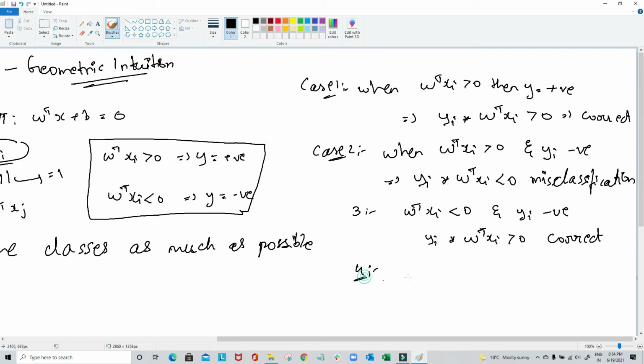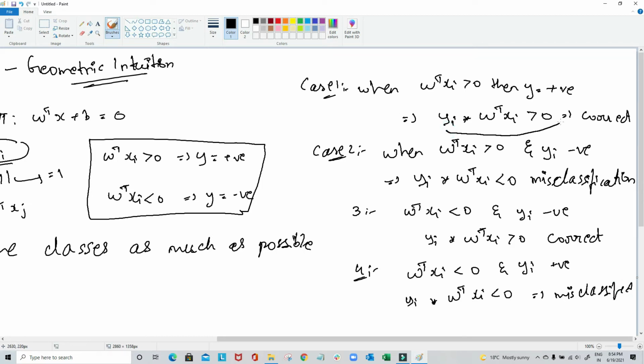And case 4, if W transpose Xi is less than 0 and Yi is positive, or greater than 0, which implies my equation Yi into W transpose Xi is less than 0, which implies it is misclassified. As you can see, for the points to be correctly classified, this condition has to be satisfied.